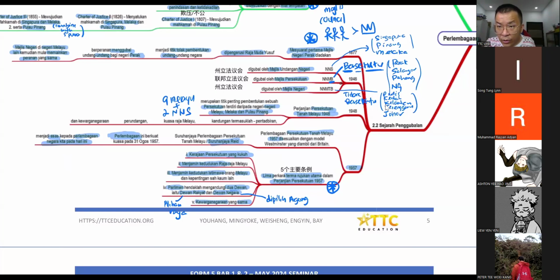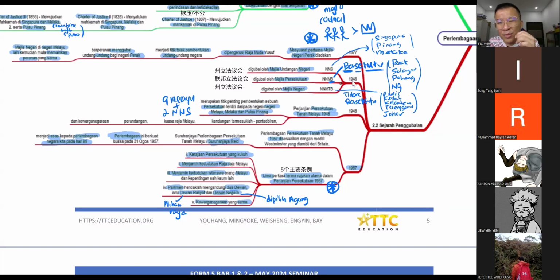Perlis, Kedah, Kelantan, Terengganu plus Johor. They are tidak bersekutu. Why? Because they are poor states. Why are they poor? No mining. No mines. Mining, very high income. Disadvantage is one-off. Once the biji timah is no more, it means no more.